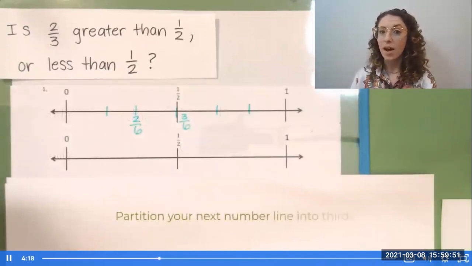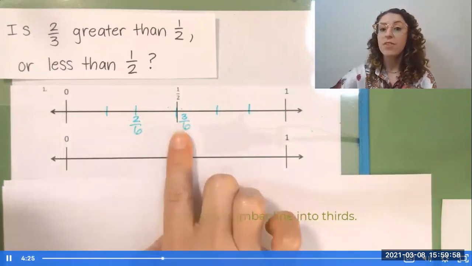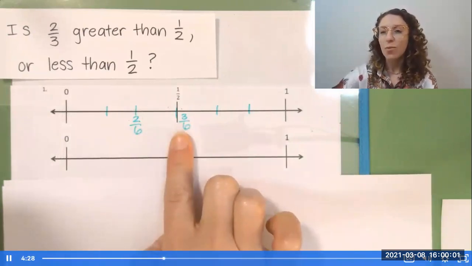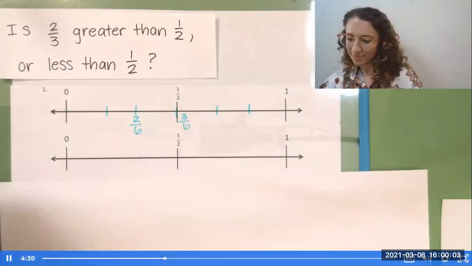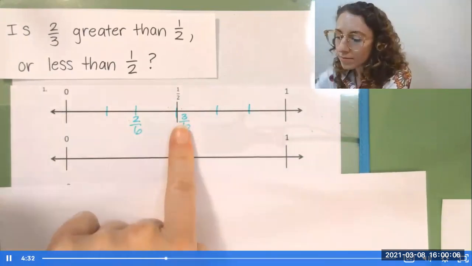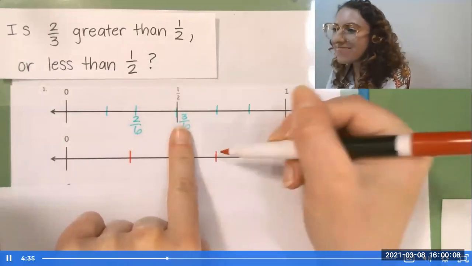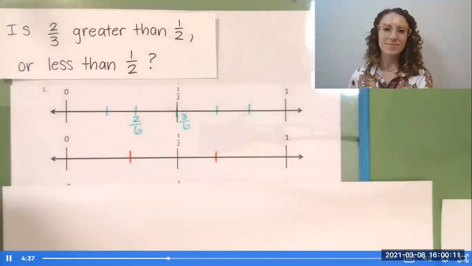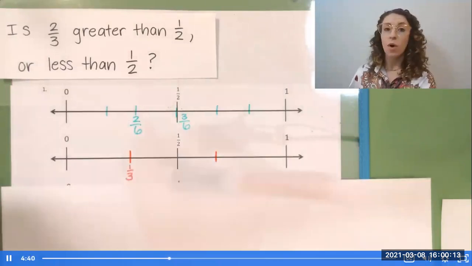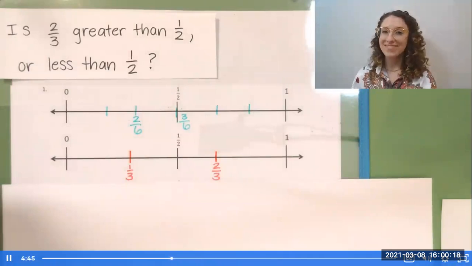Partition your next number line into thirds. You can cover up 1/2 with your finger if it helps you to see how to make 3 equal parts. Notice how 1/3 is less than 1/2 and 2/3 is greater than 1/2. Look for a moment at the first number line you drew. What fraction did you show is equal to 1/2 on that number line?